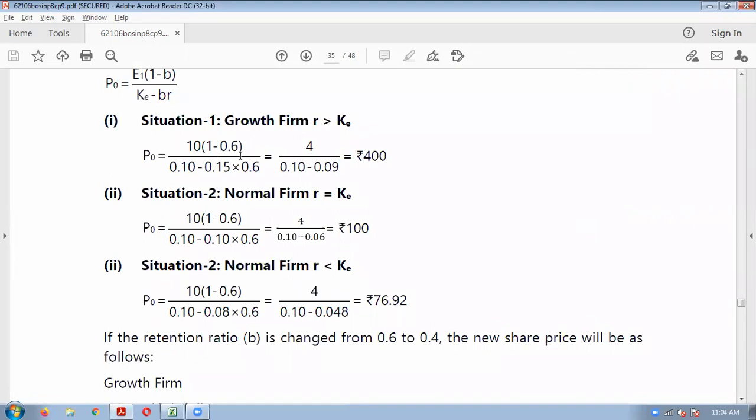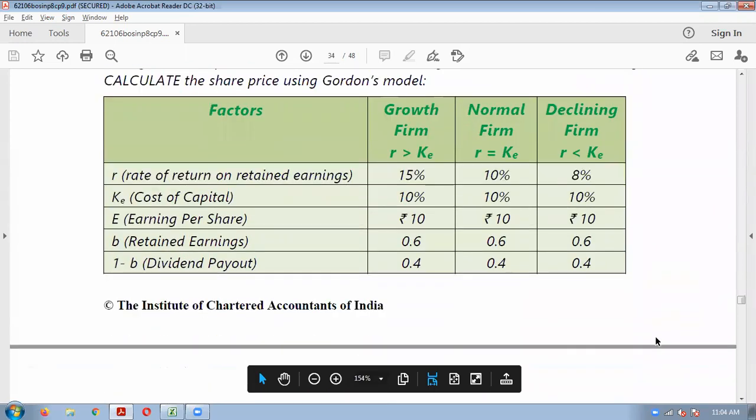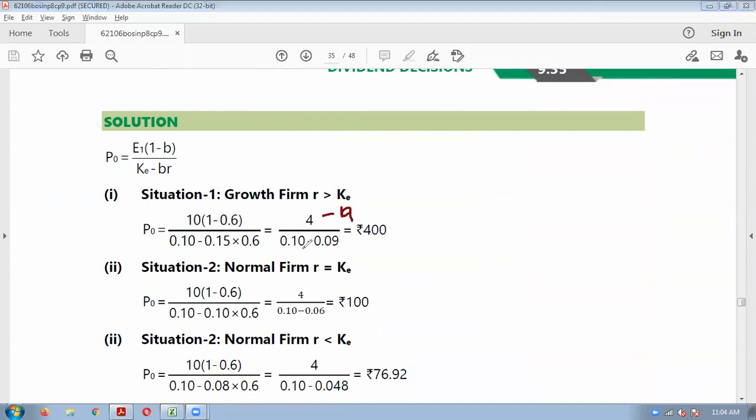See, 1 minus B, B is 0.6, so your D1 will become 4. D1 will be 4. D1 divided by 0.01 gives 400 per share, the market price per share in situation 1, that is company A.